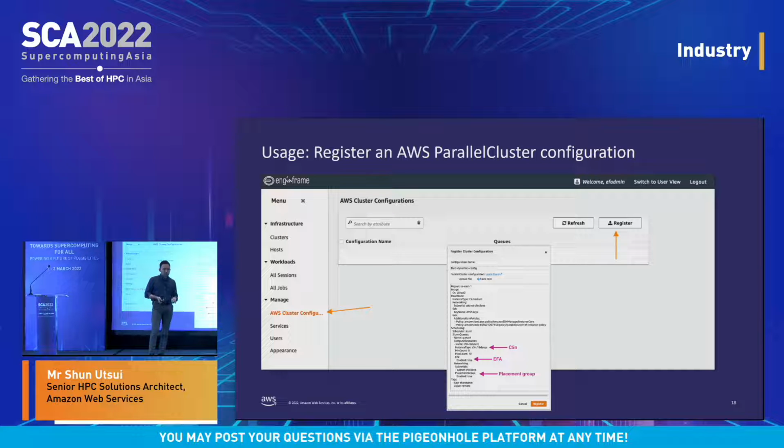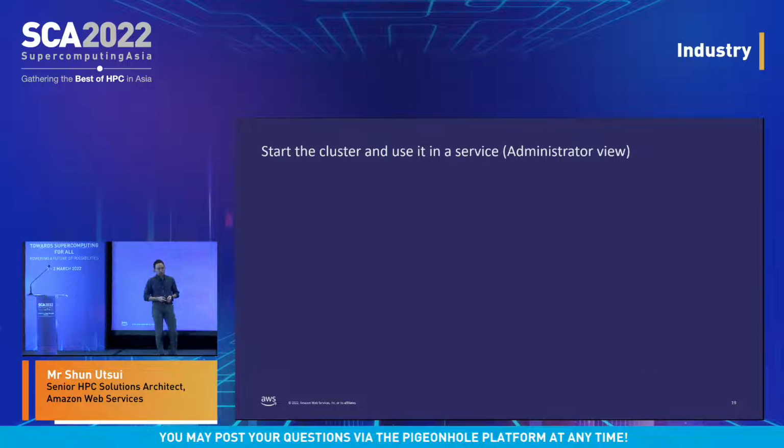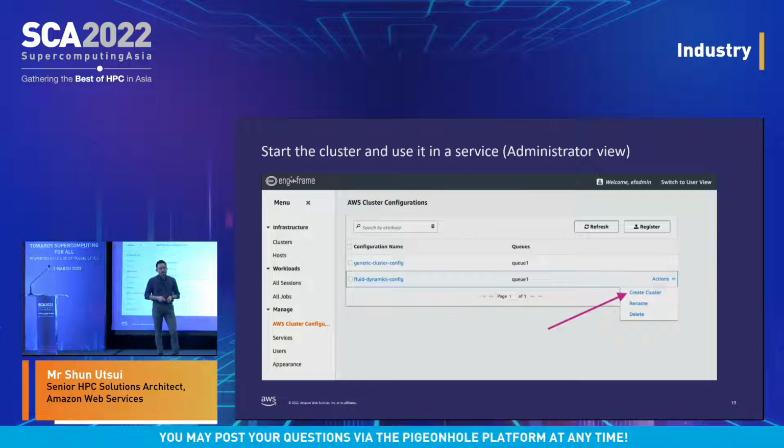Once you click on register here, your AWS ParallelCluster configuration will be registered on EnginFrame. And once you have registered it, you will be able to create the cluster. In here, you can click on Create Cluster, and in general, it will take you 5 to 10 minutes to deploy an HPC cluster on AWS. Depending on how you write the configuration, it could take a little bit longer, but in general, that's the time you should be expecting.